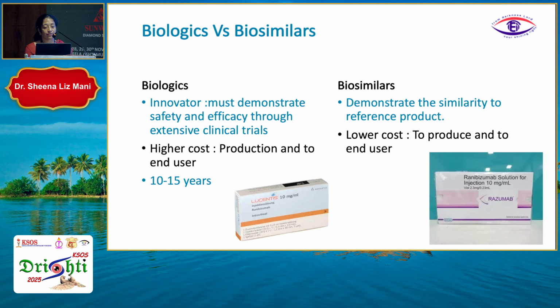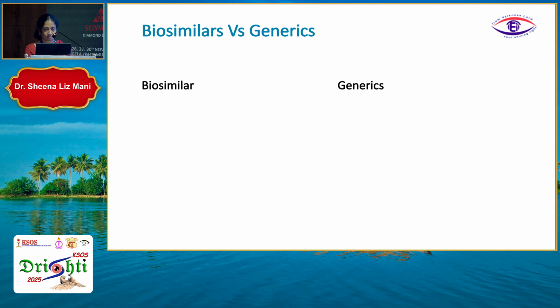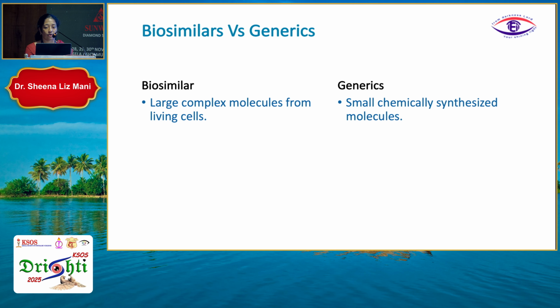A biologic takes around 10 to 15 years for development and clinical trials, while a biosimilar takes only 8 to 10 years. The biologic is patentable, while a biosimilar doesn't need to have a patent. Again, what is the difference between a biosimilar and a generic? Biosimilars are complex molecules from living cells, while generics are smaller and chemically synthesized.